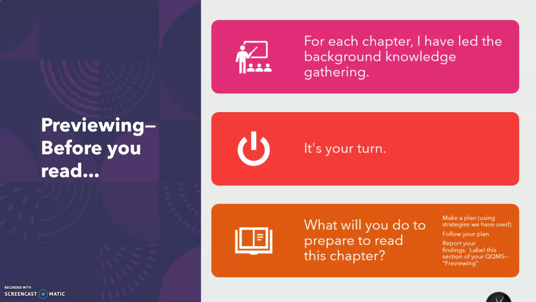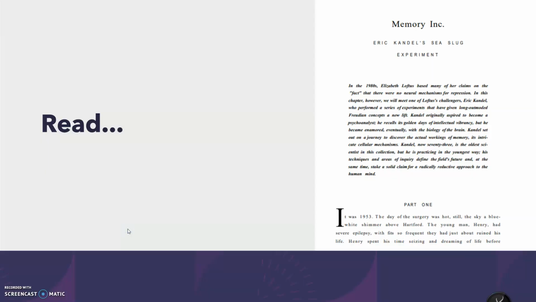So you should have an entire page of work and research that you have planned and you've decided on, and that will be the first page and the first section of your QQMS. So part 1, previewing. Part 2 will be your actual QQMS. So once you've done the previewing assignment, you'll be ready to read.